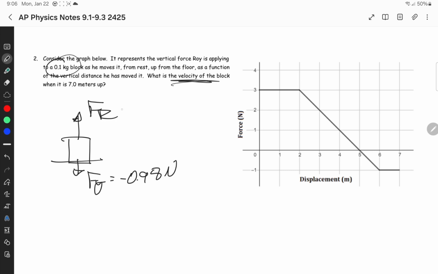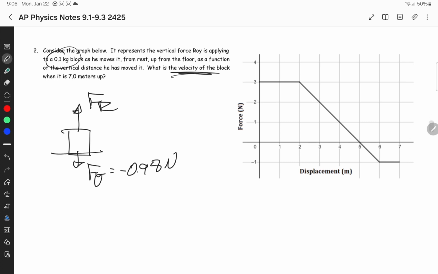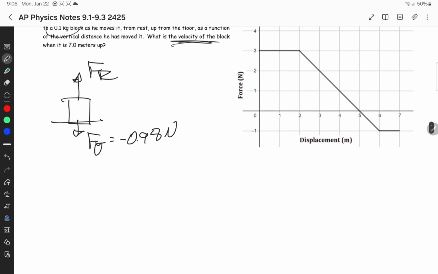And we've only got one non-conservative force here. So let's try to solve this one using our network. No, I guess it doesn't matter. We can do either network or work of non-conservative forces. The graph shows us Roy's force, so let's focus on the non-conservative forces, all right?